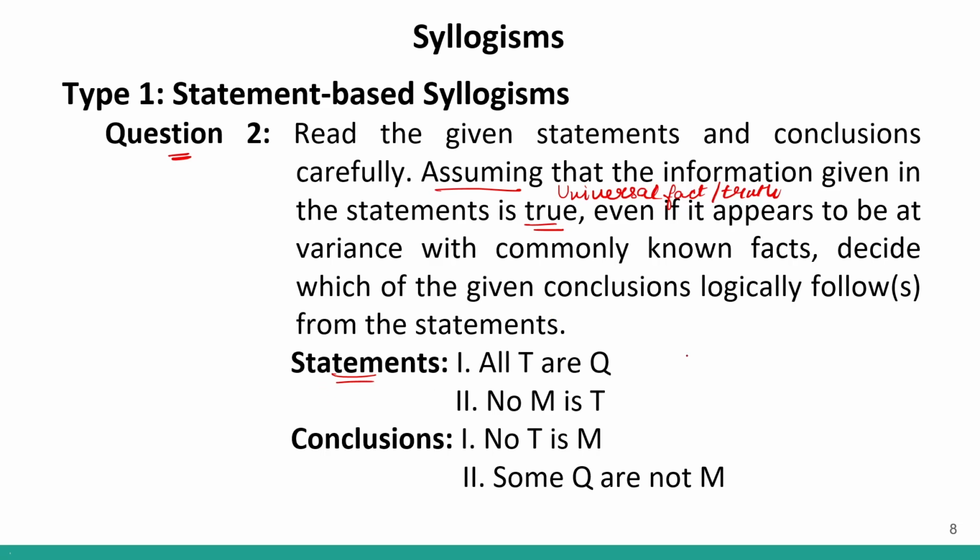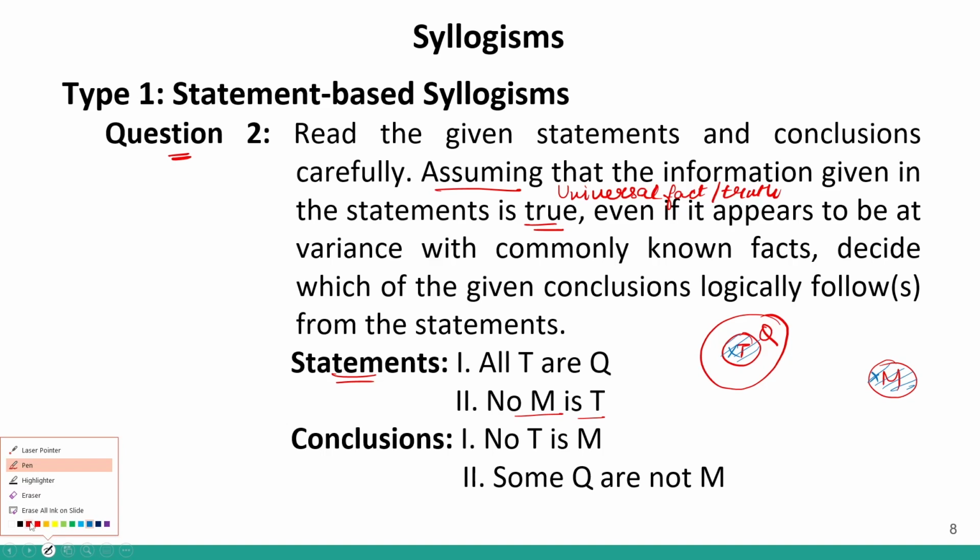Okay, so let us look at the statements. Statement says all T are Q. So it can be represented like this: all T are part of Q, correct? No M is T. That means M and T are separate entities. So M and T will not overlap. So this portion and this portion will not overlap. Based on this Venn diagram, we have to answer the questions. These are the conclusions we have to answer, which conclusion will follow and which will not.